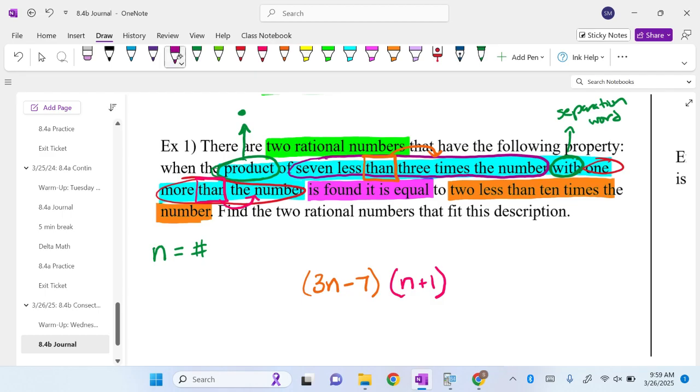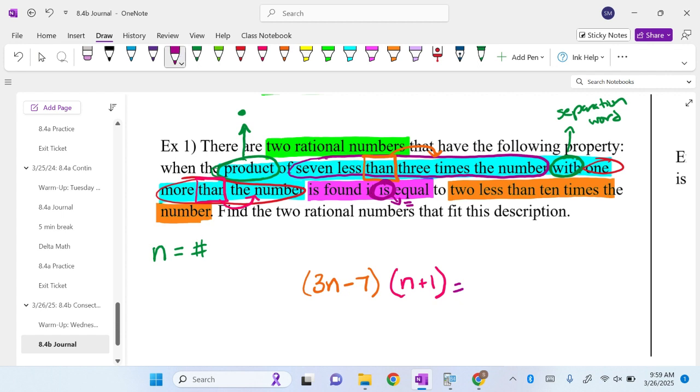Now, we know there's an equal sign here. Which part in the question tells us where the equal sign is? What word tells us where it's equal? Is. So besides equal, is gives us where the equal sign is. That means that on the other side of is the second half of our equation, which is 2 less than 10 times the number.